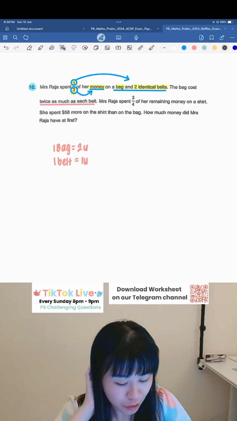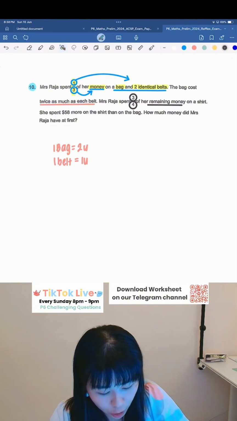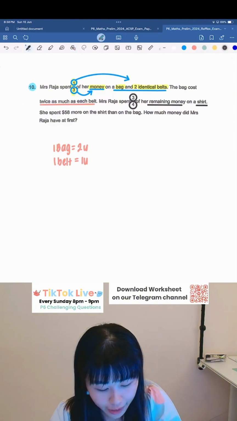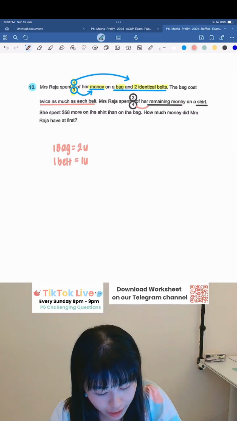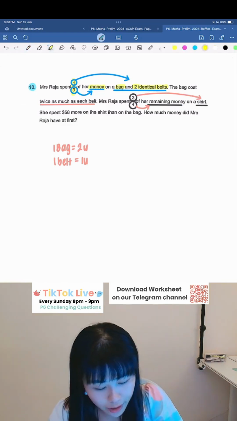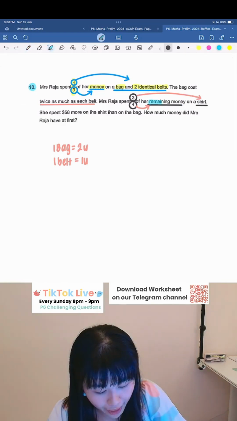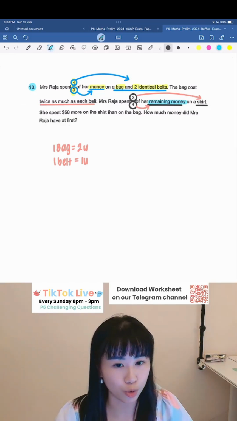Okay, Mrs. Raja spent 3/4 of her remaining money on a shirt. So 4 units is the remaining money, this is what it represents, and 3 units is on the shirt. You see the keyword, remaining money. What method can you all use to do such a question?